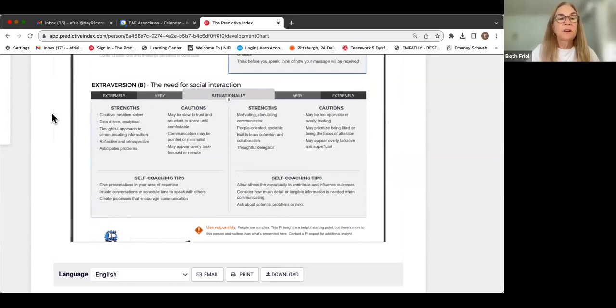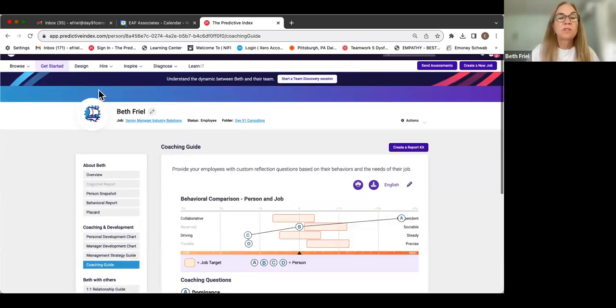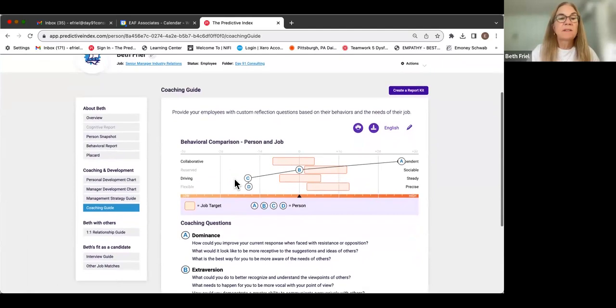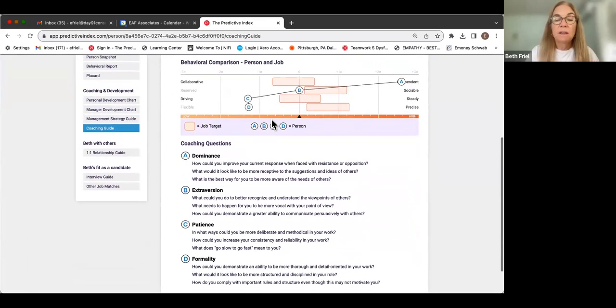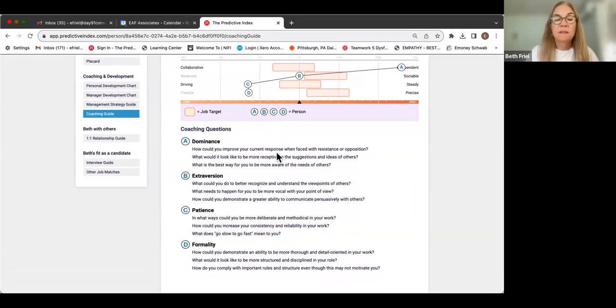And then as far as a coaching guide, I have myself matched up with a senior manager of industry relations. Not a very good fit. In fact, I don't fit any of it. I would probably not be very happy for very long in this job. But it does give some questions for how to adapt your behavior. Then you can go to the personal development chart and use some of those tips.